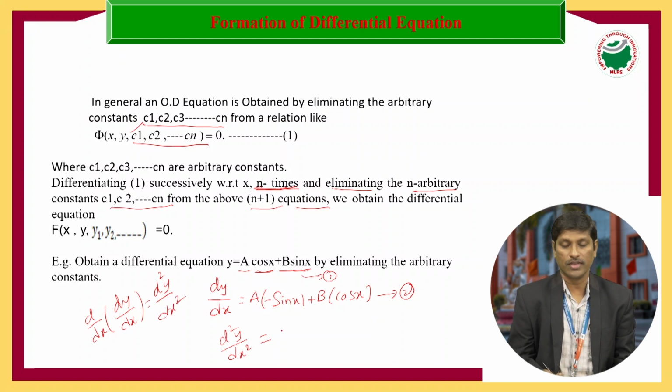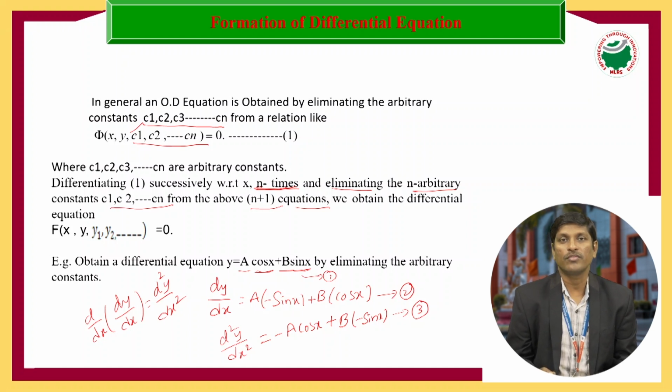So d square y by dx square is equal to minus, that minus we write outside, and a, the arbitrary constant, we write outside, and the derivative of sin x is cos x, plus b into the derivative of cos x, which is minus sin x. Let this be equation 3. So the first part of the basic rule is over, right?